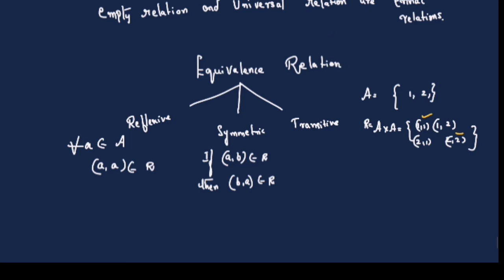Now what is transitive? Transitive is, again the if condition: if (a, b) and (b, c) belong to R, then (a, c) should be there in R. Then only we can say the relation is transitive.